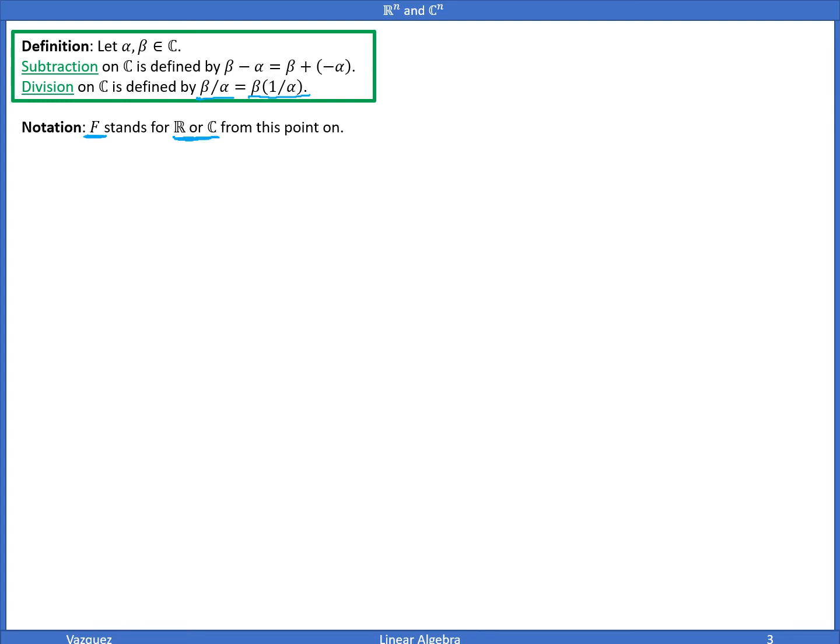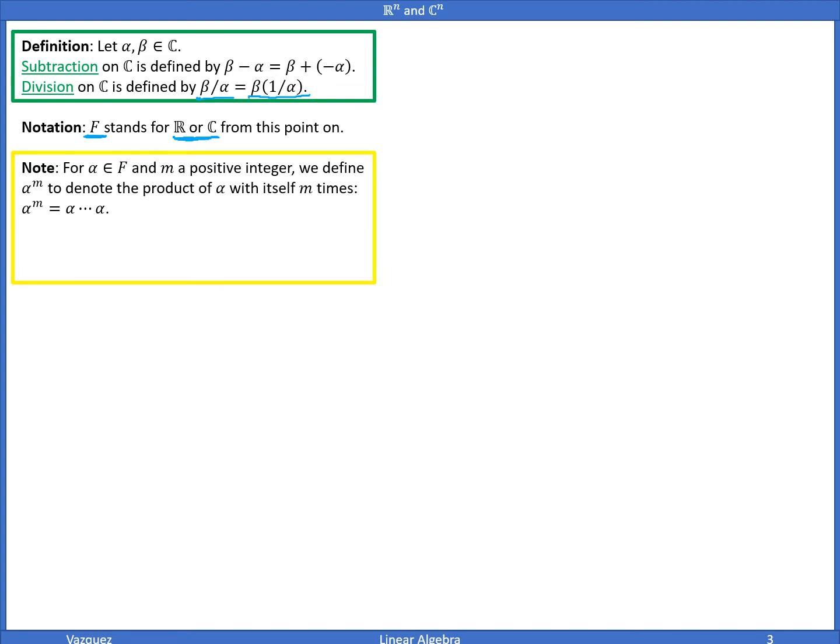And then a little just things to note is that if we have alpha being an element of the either field and m a positive integer, we define alpha to the m to denote the product of alpha with itself m times. Just as your intuition tells you, that's how you've seen it before in high school and college. That's how we define this exponent m.